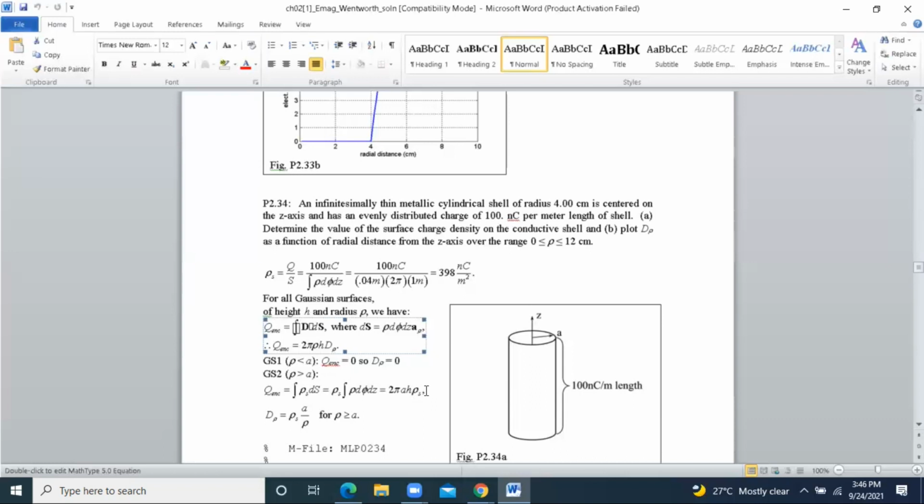So the inside of the hollow shell, there is no charge enclosed, because the charge is on the cylinder, which is hollow. The application of this is like with coaxial cable or with magnetic shielding and things like that.